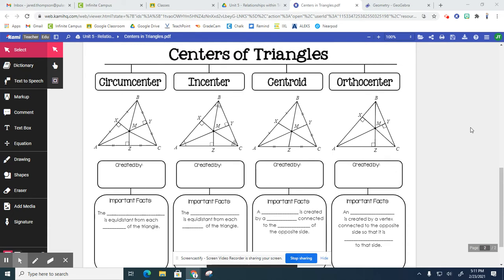Alrighty, guys. So this is our last lesson of the term. Actually, it's kind of sad. We're winding down to the end here. What we're going to talk about today, though, is centers and triangles.